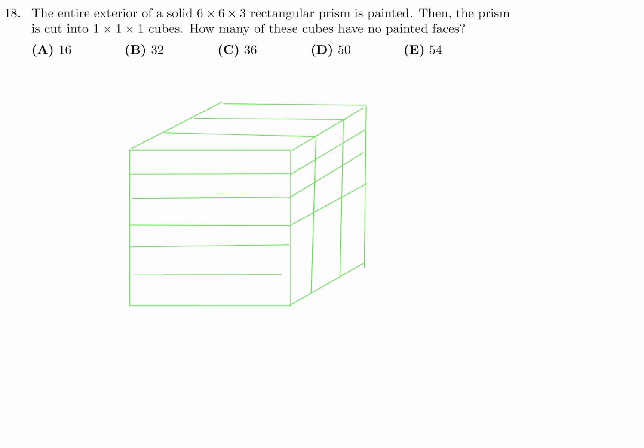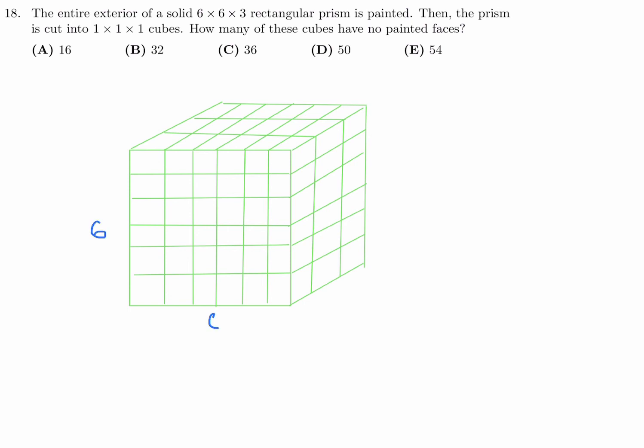So now what I've got to do is visualize when all of this is painted, what is it going to look like? All right, so here is my cube. It's 6 by 6 by 3. Okay, so first of all, if you find the volume, it's obviously 6 times 6 times 3, and that is 108. Now, if I were to break that up into 1 by 1 by 1 cubes, there'd be 108 of those cubes, correct? Because each of those has a volume of 1.